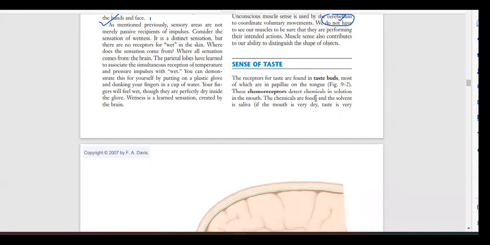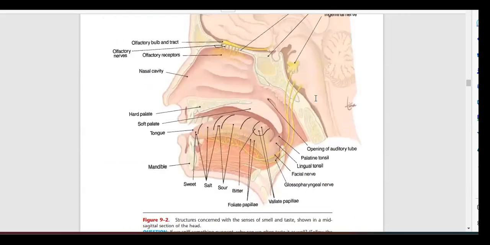We know that the receptors are present in the skin and superficial areas. Likewise, the taste. Where can we observe the taste? We have the tongue. On the tongue, in the superficial layer, we have taste buds. You can see here.